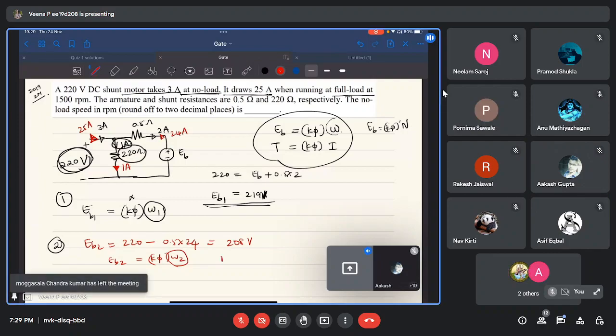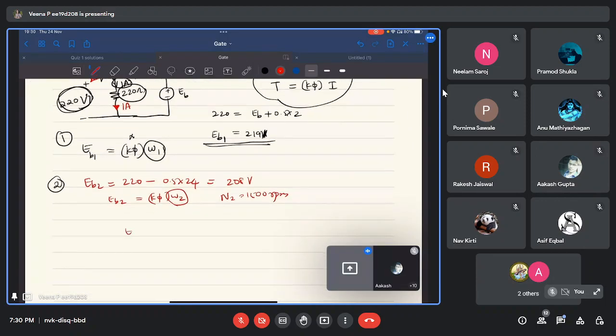So N2 is given as 1500 RPM. So from these two equations, you get EB2 is proportional to N2 and EB1 is proportional to N1. So you just have to find the ratio EB1 by EB2, which is N1 by N2, where EB1 you already know 219, EB2 is 208, and your N2 is 1500 RPM.